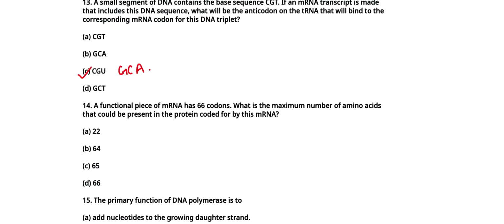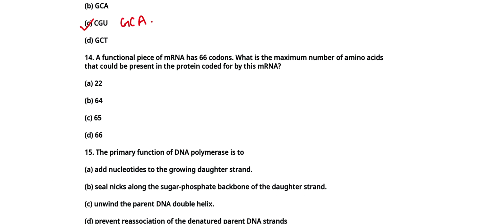A functional piece of mRNA has 66 codons. What is the maximum number of amino acids that could be present in the protein coded by this mRNA? Answer will be C, that is 65, because a functional strand of mRNA must have a start and a stop codon.